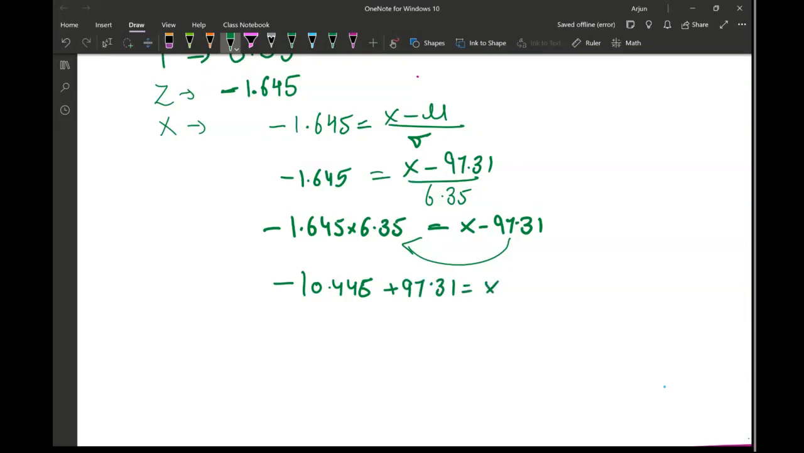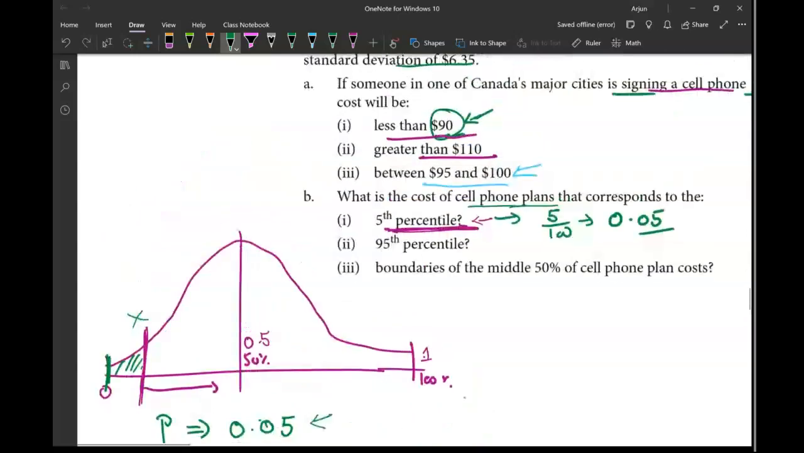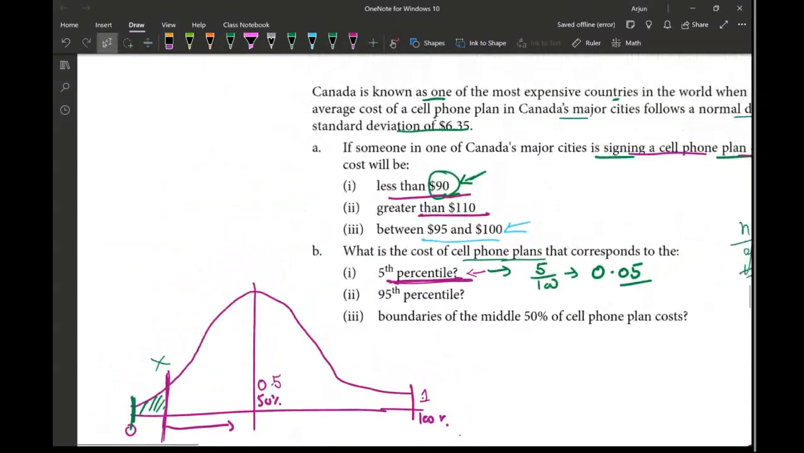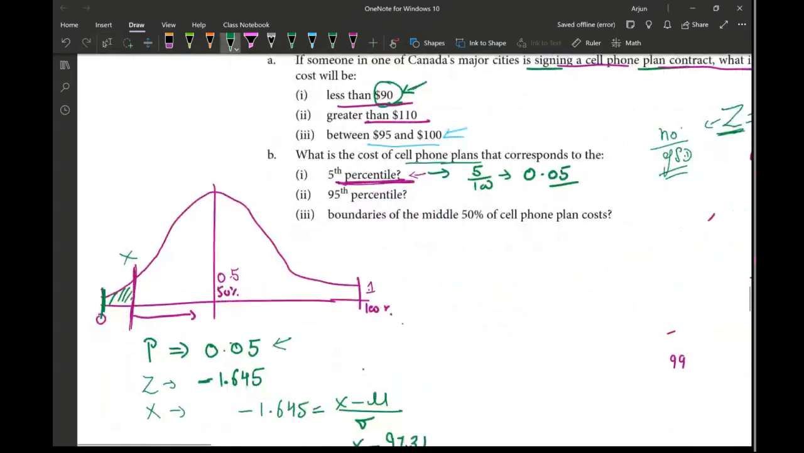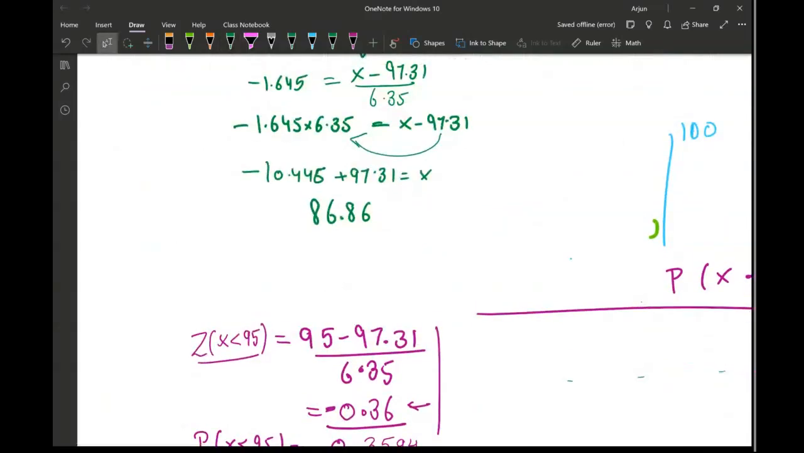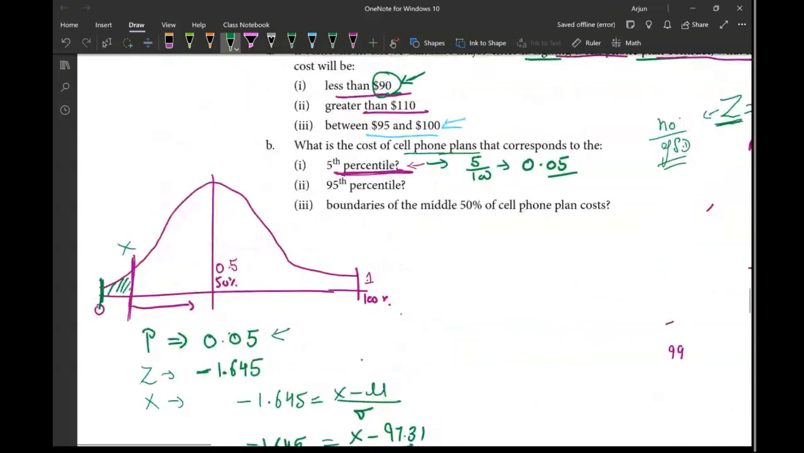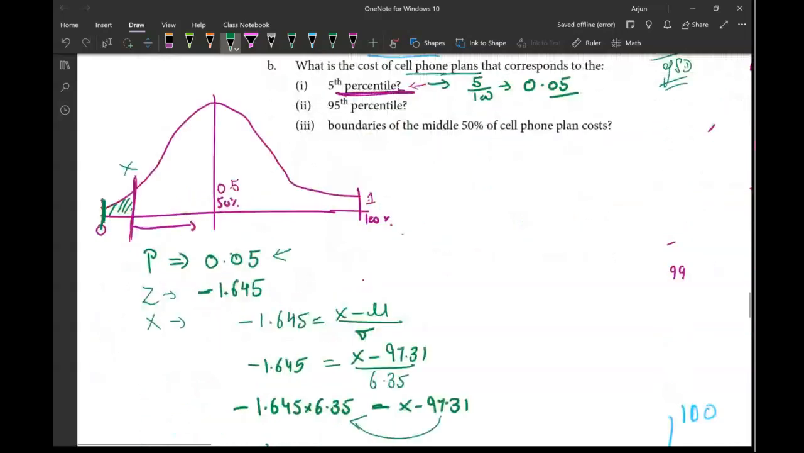97.31 equals x. That number comes out to be approximately 86.86, and I think I have to round it to two decimal places. Does it say anything about rounding? Because this is a cell phone contract and money is involved, if it doesn't say anything, I'll round it to two decimal places. So $86.86 is the amount I'm going to get from this question.